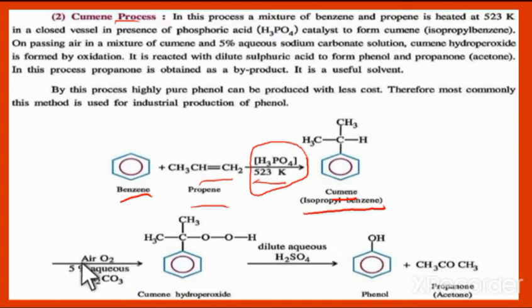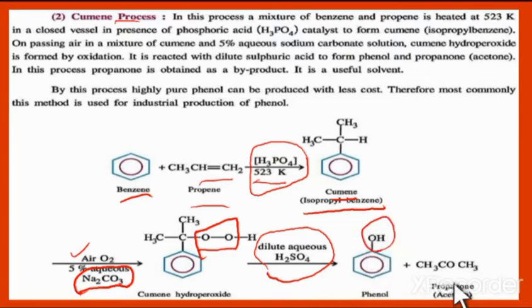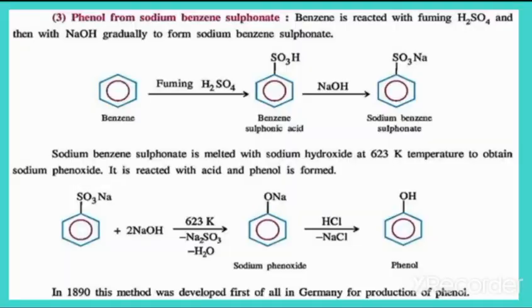Now this isopropyl benzene is treated with atmospheric oxygen in the presence of 5% aqueous sodium carbonate. Initially it forms cumene peroxide; a peroxide bond is obtained. Now this cumene peroxide undergoes acid hydrolysis in the presence of sulfuric acid, so it gives phenol and propanone, also known as acetone. This is the Cumene process.